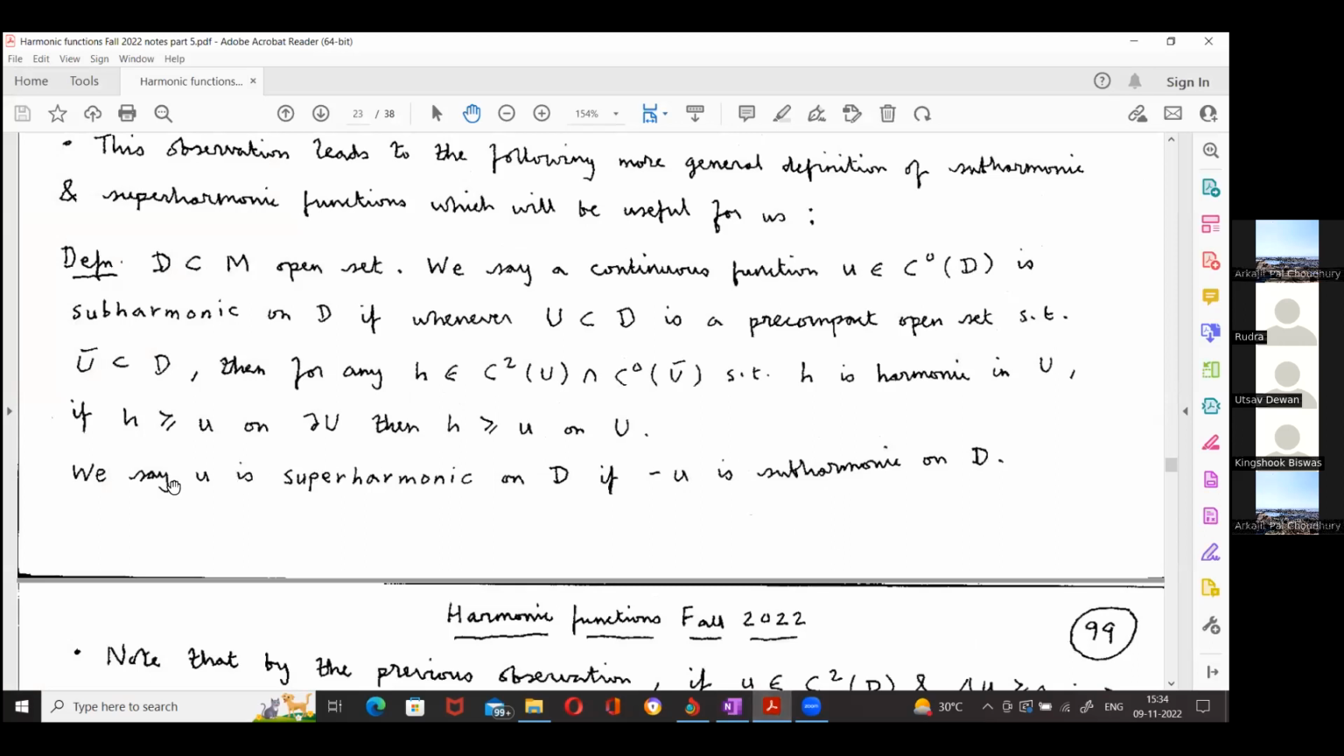Okay, and we say that U is superharmonic on D if minus U is subharmonic on D. So the definition becomes reversed. If H is a harmonic function which is less than or equal to U on the boundary of this open set, then H will be less than or equal to U inside the open set, right? So superharmonic functions lie above harmonic functions with the same boundary values.